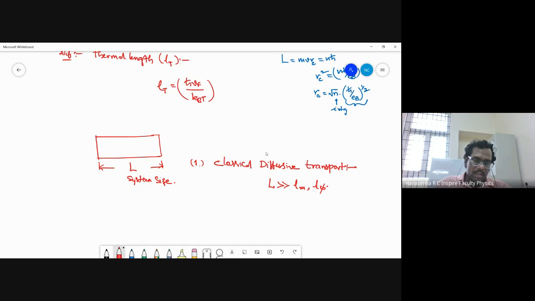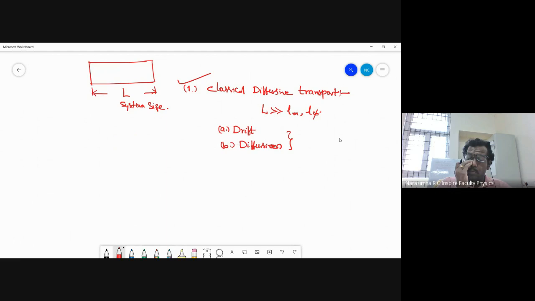Now, what are the two main mechanisms behind this classical diffusive transport? One is the drift mechanism. The second one is diffusion. So these are the two main mechanisms in classical transport. In this lecture I'm going to talk about this classical transport, basically the drift transport mechanism and the diffusion transport mechanism. Now, what is the second classification? That's coherent transport.